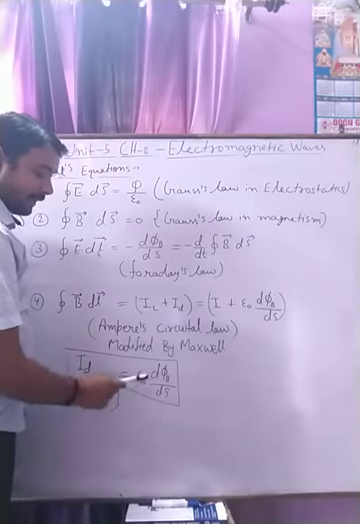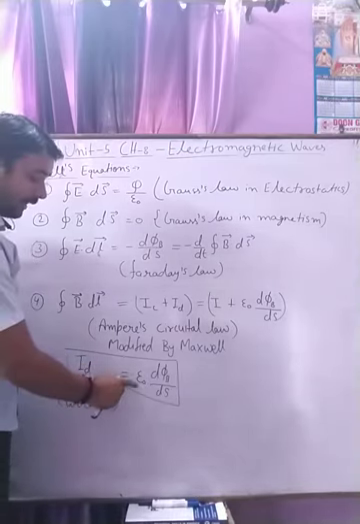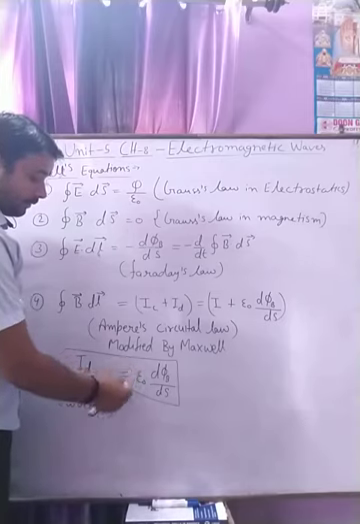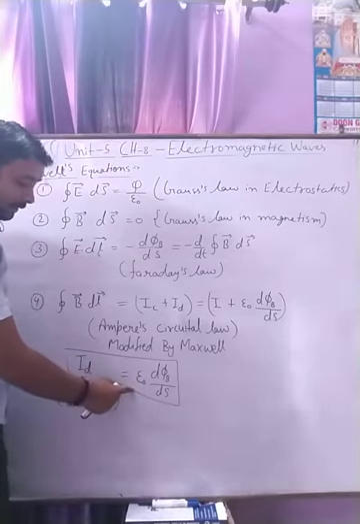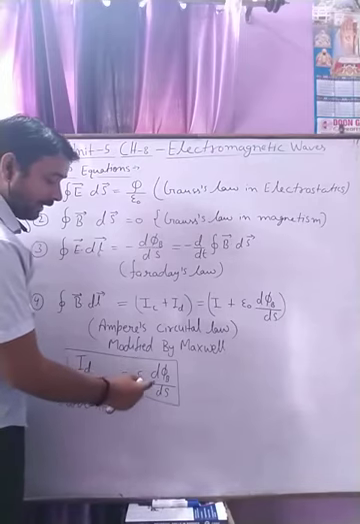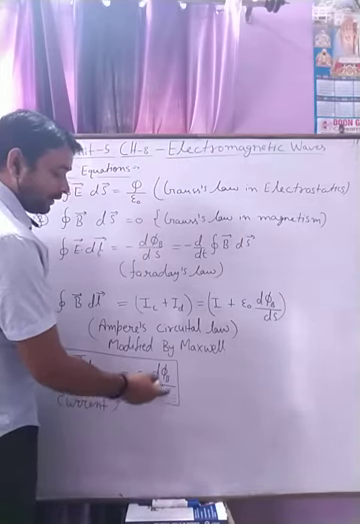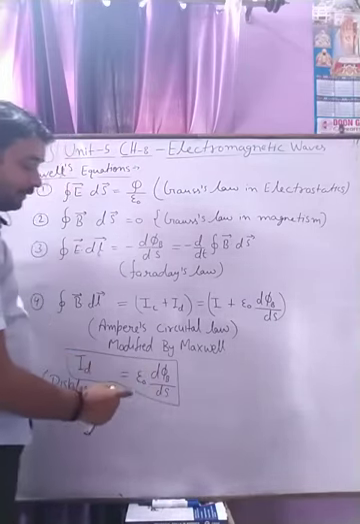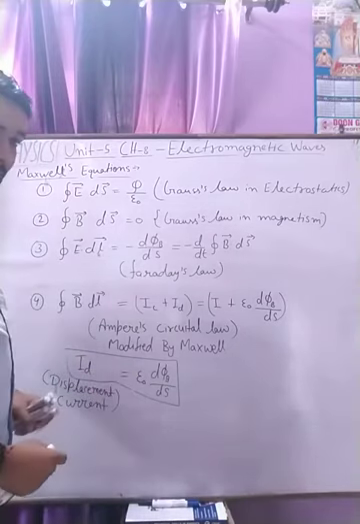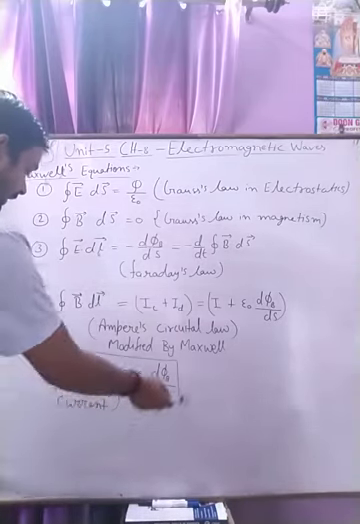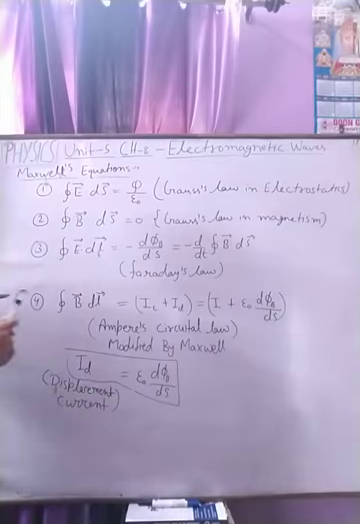Epsilon naught is the electrostatic permittivity constant, and d phi upon dt is the rate of change of flux with time. This is all about the Maxwell equations.